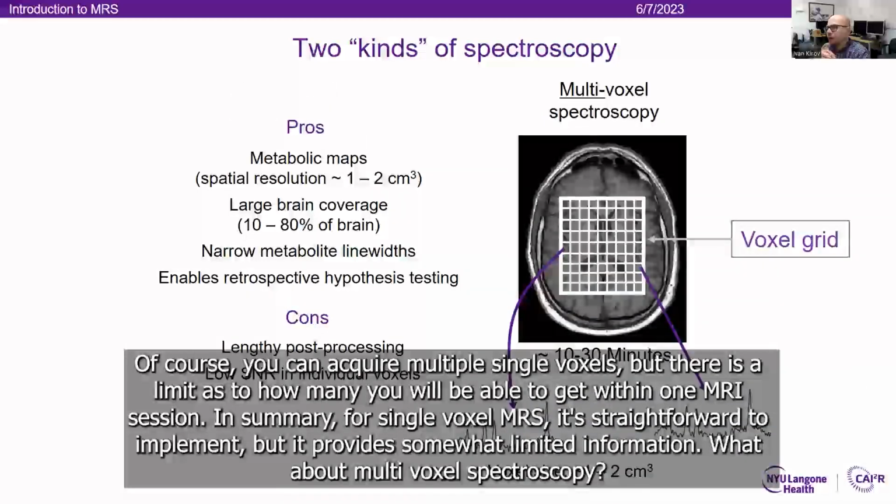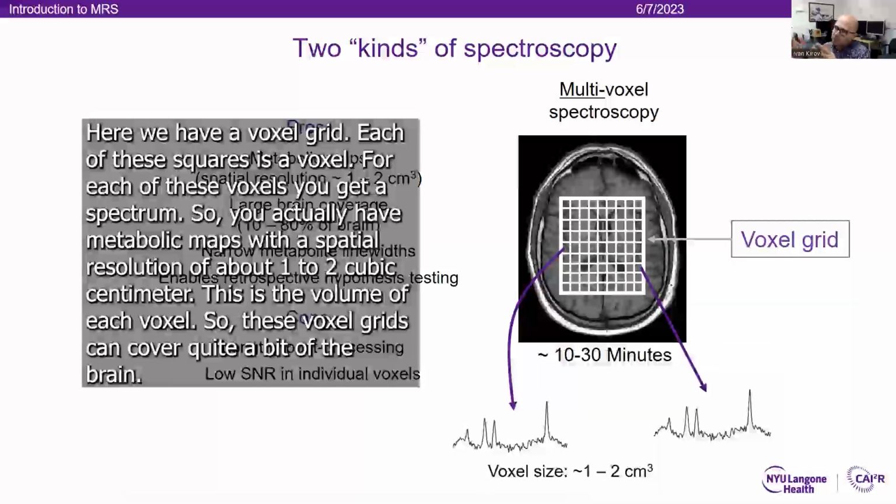Okay, what about multi-voxel spectroscopy? Now, here we have a voxel grid. Each of these squares is a voxel. For each of these voxels, you get a spectrum. So you actually have metabolic maps with a spatial resolution of about 1 to 2 cubic centimeters. This is the volume of each voxel.